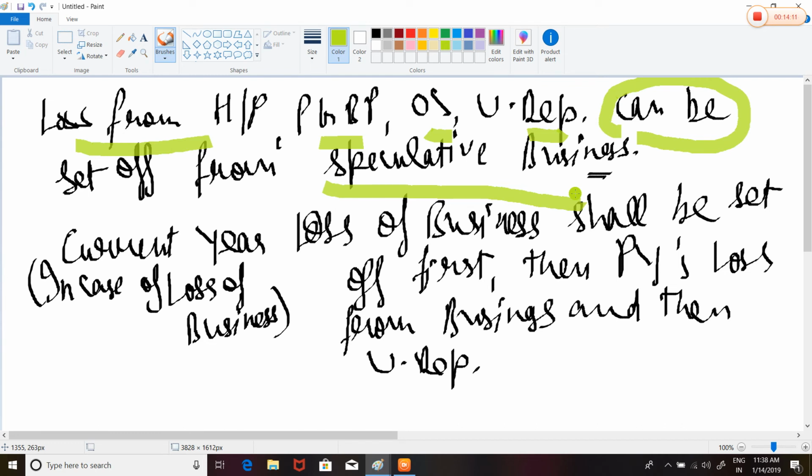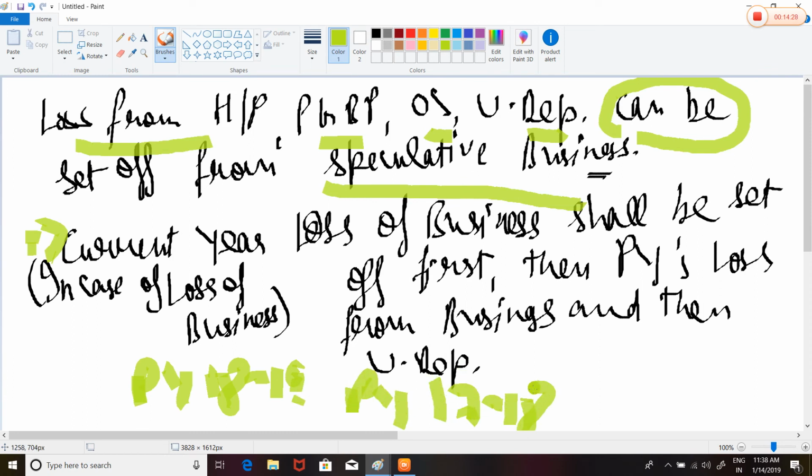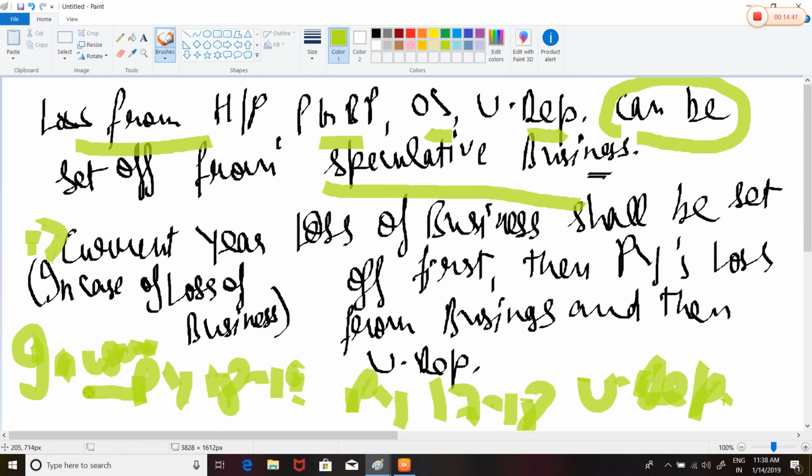Then, in case there is a current year loss of business, if there is any loss in the previous year 2018-19 and in the previous year 2017-18, and there's unabsorbed depreciation too, and there is also income from other business, firstly the current year loss will be set off, then previous year loss shall be set off, then unabsorbed depreciation shall be set off. Okay, so in this pattern only.